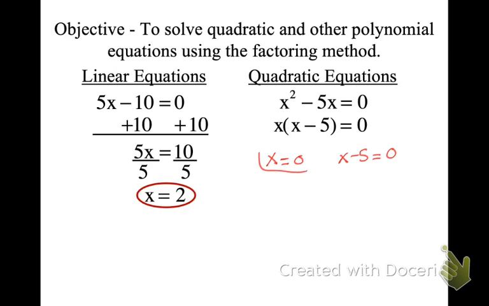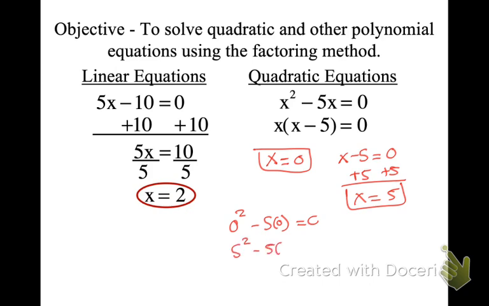And there's nothing really to do with the first one. But here, how do I get that x alone? I add 5, and x equals 5. Now let's take it back to what we just finished. These are my solutions. Meaning, if x is 0, 0 squared minus 5 times 0 equals 0. That will work. And if it's 5 squared minus 5 times 5, that works, right? 25 minus 25. So both solutions work.